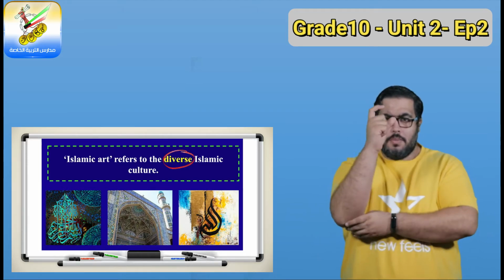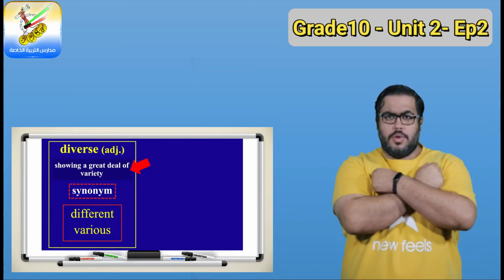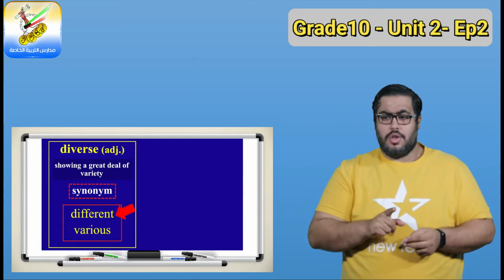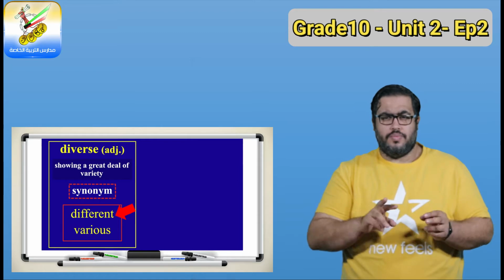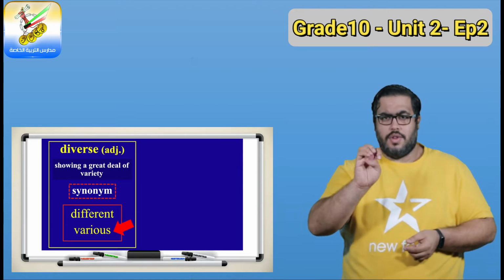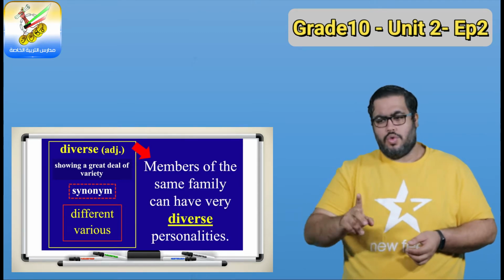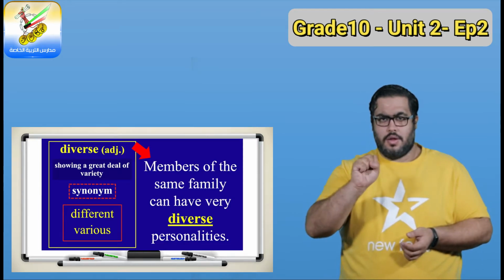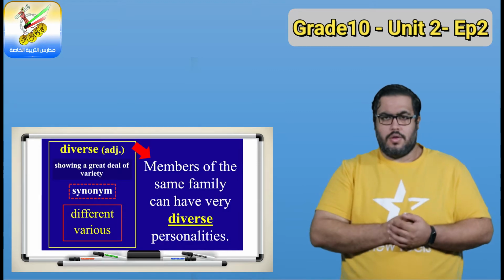This is our first vocabulary item, diverse. It's an adjective. It means showing a great deal of variety. Another word for diverse is different or various. For example, members of the same family can have very diverse personalities, very different personalities.